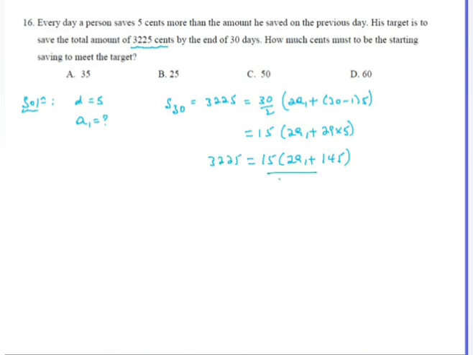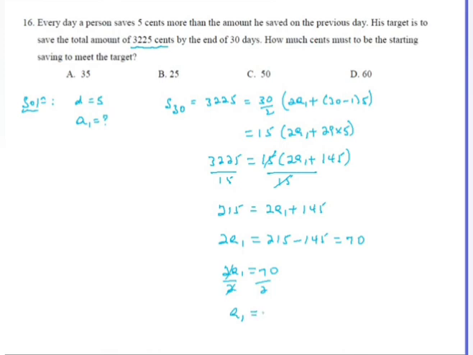Now you can divide both sides by 15. So we get 3225 divided by 15 is 215, which equals 2a1 + 145. So 2a1 becomes 215 minus 145, which is 70. So 2a1 is 70, which means a1 becomes 35. So on the first day this person has 35 cents.